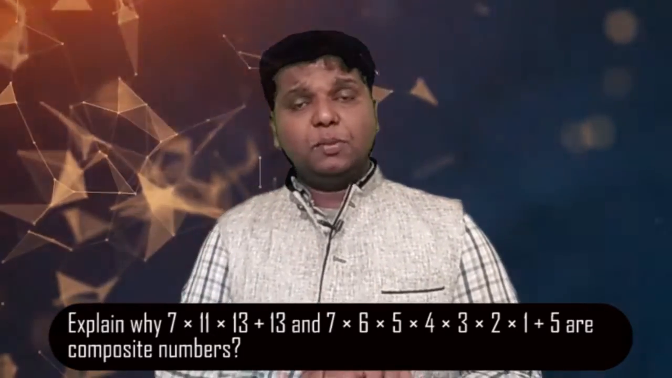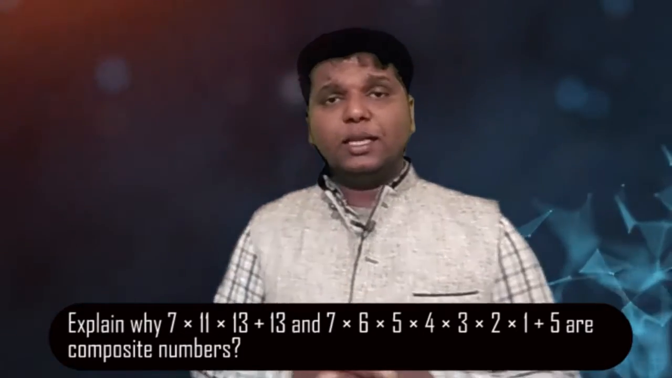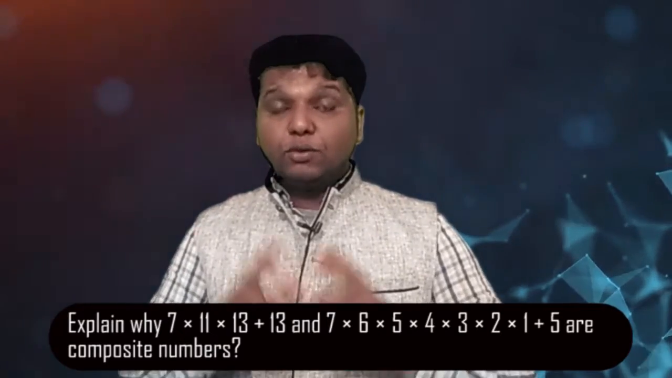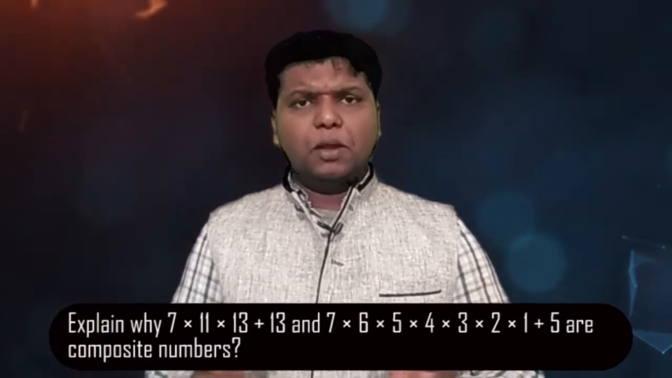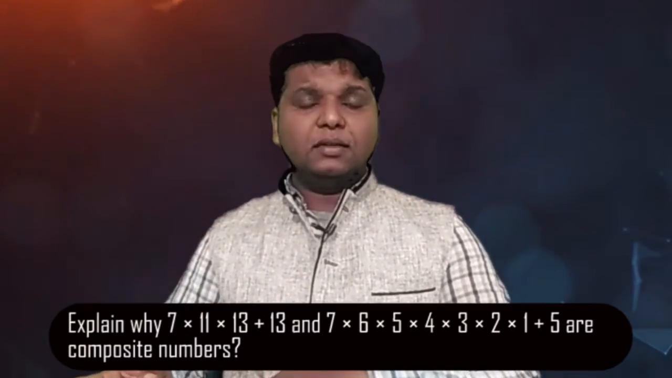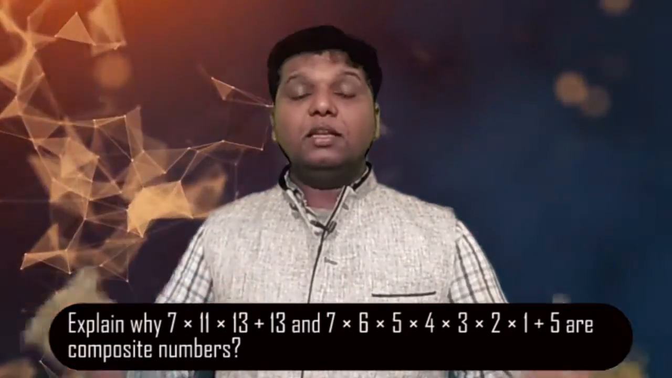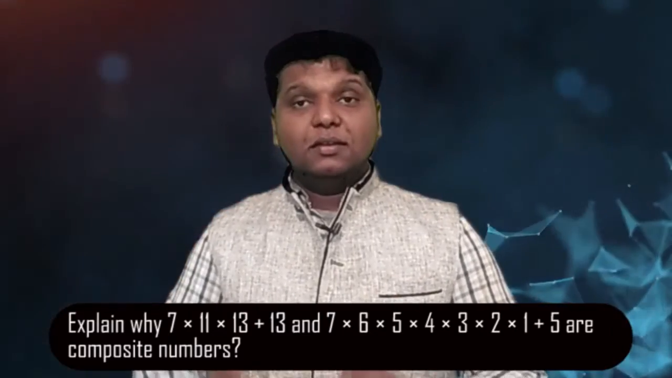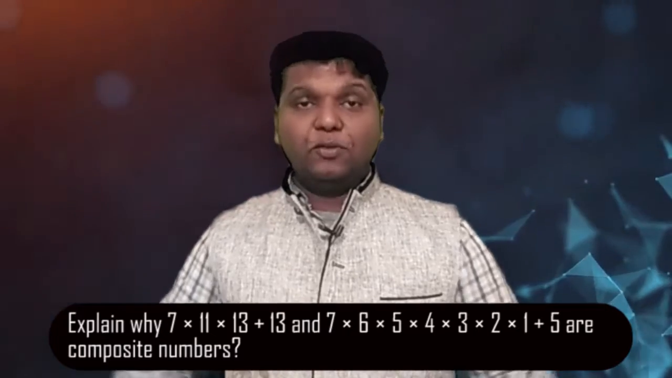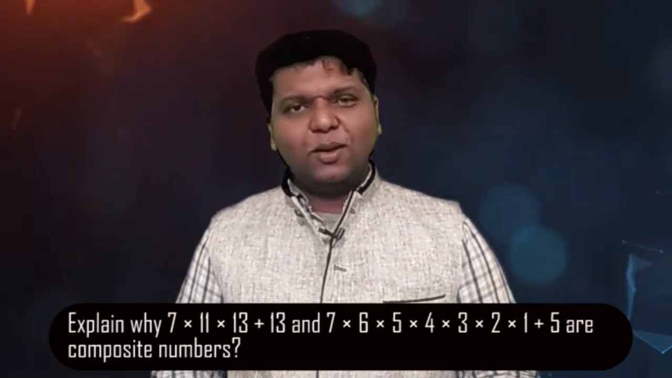See here, how will you explain this one? You have to explain that these are composite numbers. You may be thinking that you have to multiply all these numbers, then finally add 13 to that number, and you will get a big number. Then you will say that this whole number is a composite number. Means then you have to factorize that one, right? It's not at all like that. There is no need of that.